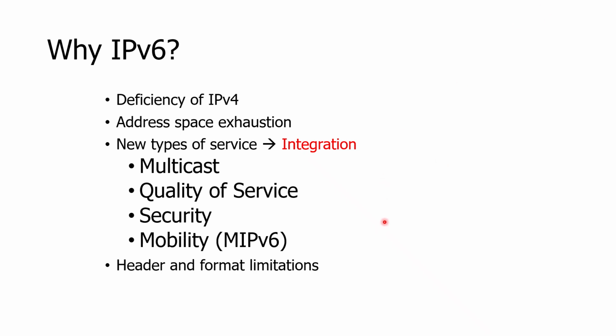IP version 4 does not include security features, making it vulnerable to attacks. Security must be added separately. Mobile IP support in IP version 4 is limited, making it hard for devices to stay connected while moving between networks. And finally, the IP version 4 header is complex and variable in length, which slows down processing and limits new features.